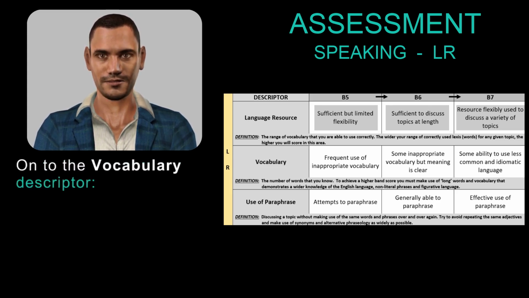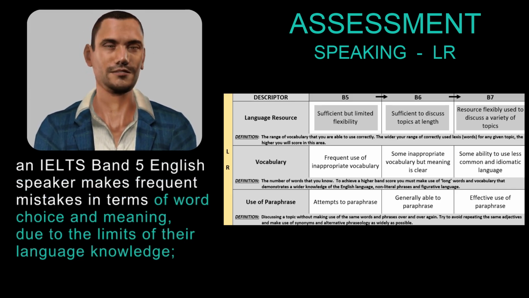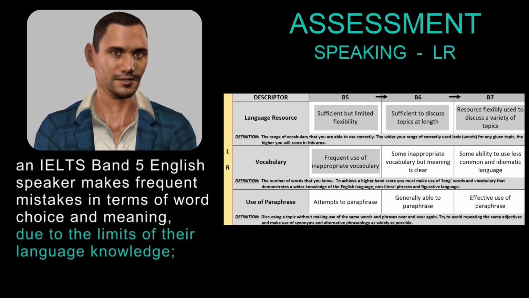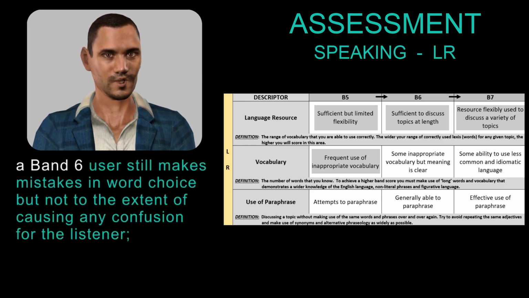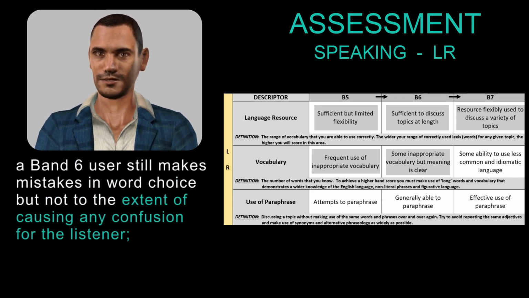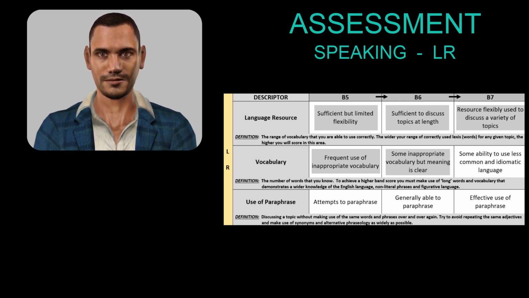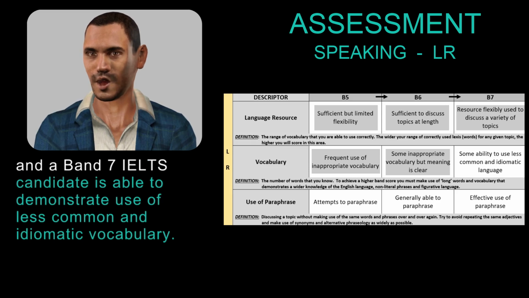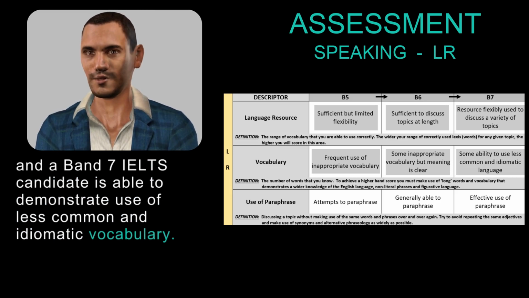On to the vocabulary descriptor. An IELTS Band 5 English speaker makes frequent mistakes in terms of word choice and meaning due to the limits of their language knowledge. A Band 6 user still makes mistakes in word choice, but not to the extent of causing any confusion for the listener. And a Band 7 IELTS candidate is able to demonstrate use of less common and idiomatic vocabulary.